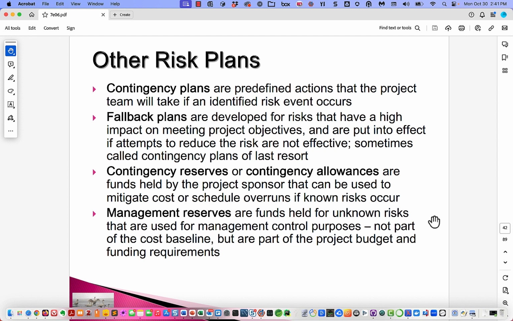Management reserves are funds held for unknown risks that are used for management control purposes, not part of the cost baseline, but are part of the project budget and funding requirements. Okay, so the distinctions between contingency reserves, project sponsor, that's a high level decision. Management reserves, these are things that the project manager and other stakeholders would be involved in the decisions upon and the controlling of.